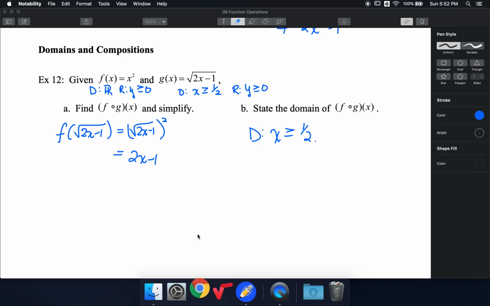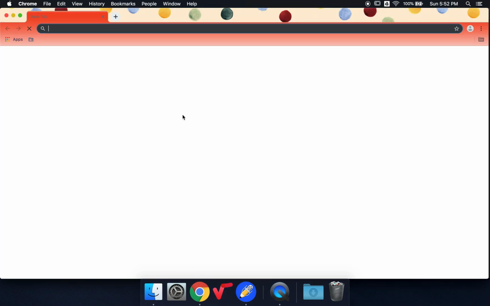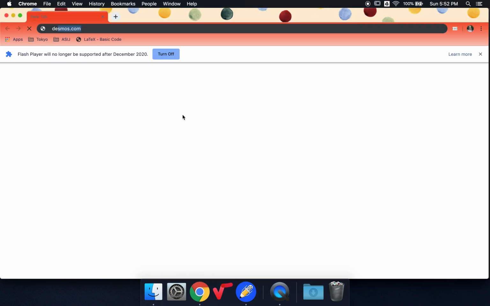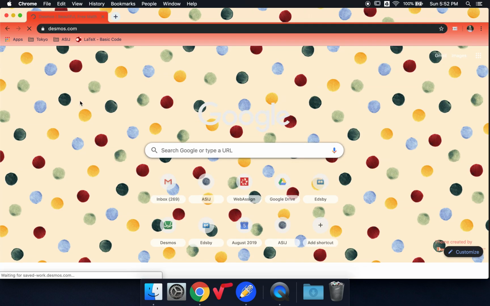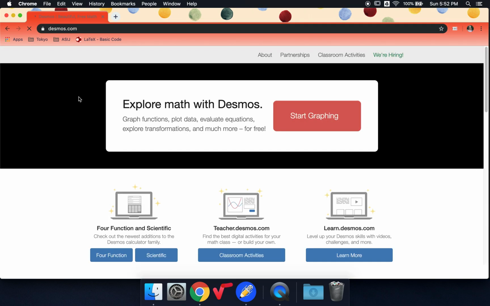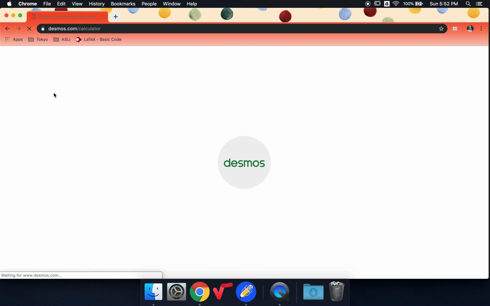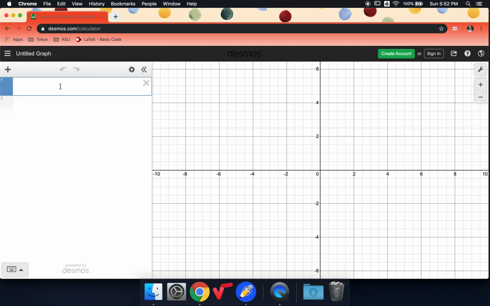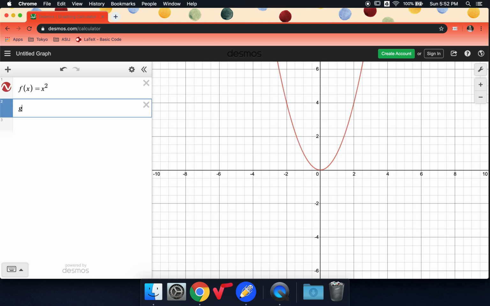I'm going to open up a Desmos window here. So my f of x is x squared. And Desmos does just fine with function notations. So f of x equals x squared, g of x. I'm just going to type sqrt, and it gives me the square root symbol, 2x minus 1. So notice, here's my domain of x greater than or equal to a half.